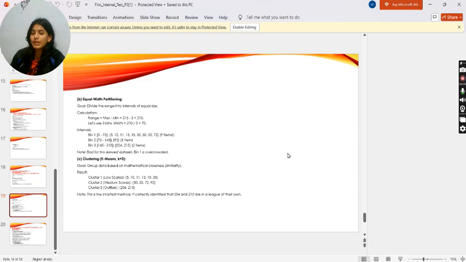Clustering, k-means, k is equal to 3. Goal is to group data based on mathematical closeness, similarity. So the result will be cluster 1 low score, cluster 2 medium score, cluster 3 outliers. Note, this is the smartest method. It correctly identifies that 204 and 215 are in a league of their own.